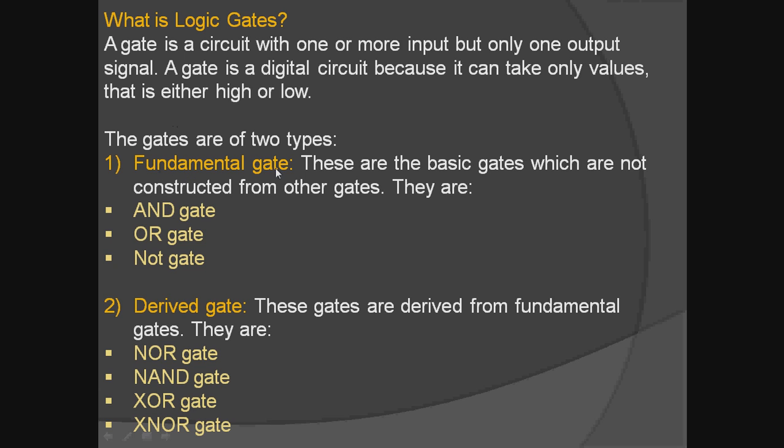The gates are of two types. The first one is the fundamental gates. These are the basic gates which are not constructed from other gates, the most basic gates from which other gates are formed. We have the AND gate, OR gate, and NOT gate. Then the derived gates are derived from the fundamental gates. We have the NOR gate, NAND gate, XOR gate, and XNOR gate. We shall see all of these gates one at a time.